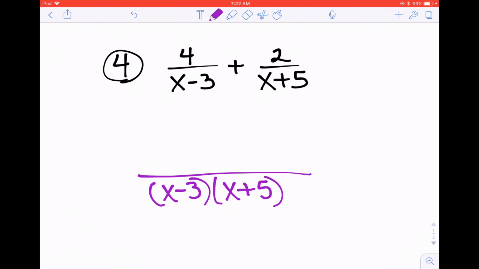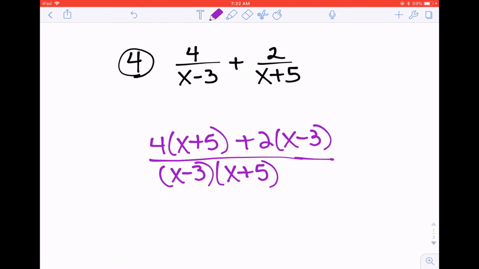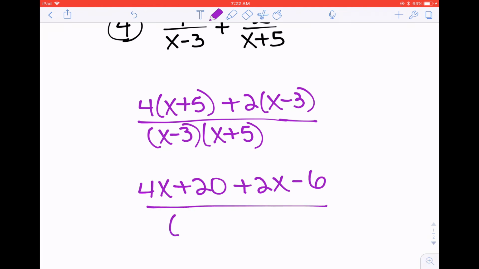In the first fraction, we're missing x plus 5, so we're going to multiply 4 times x plus 5. In the second fraction, we're missing x minus 3. And we're going to go ahead and distribute in the numerator, so that gives us 4x plus 20 plus 2x minus 6. And then our denominator is going to stay in factored form. Don't FOIL it, there's no need to.